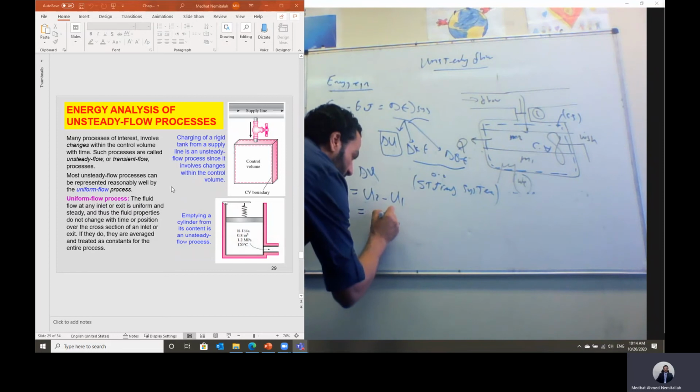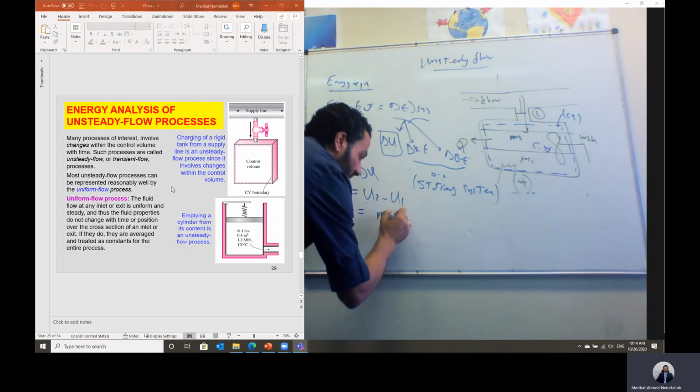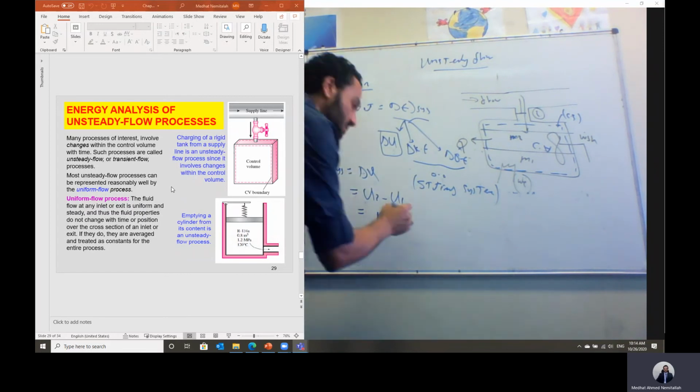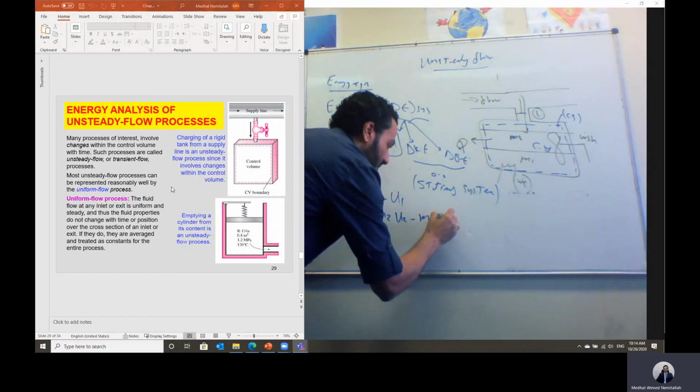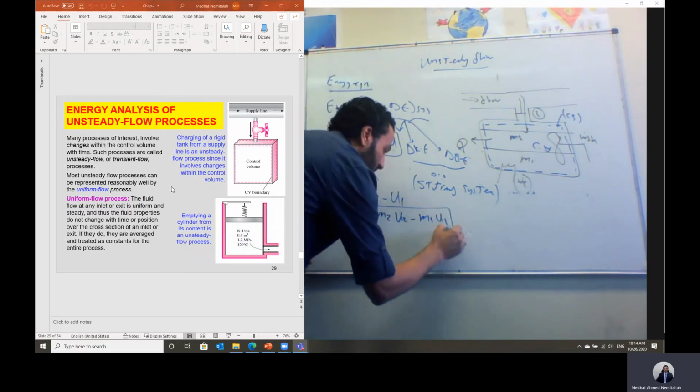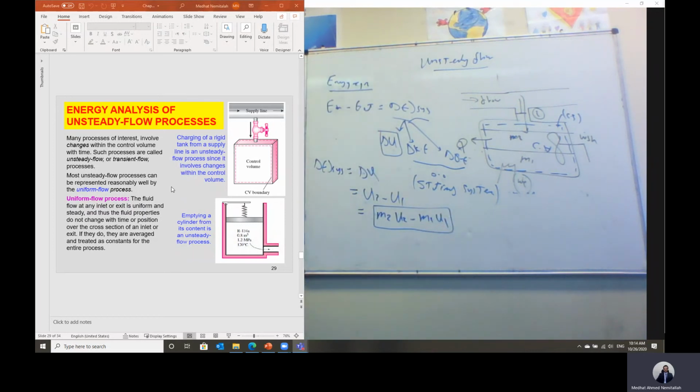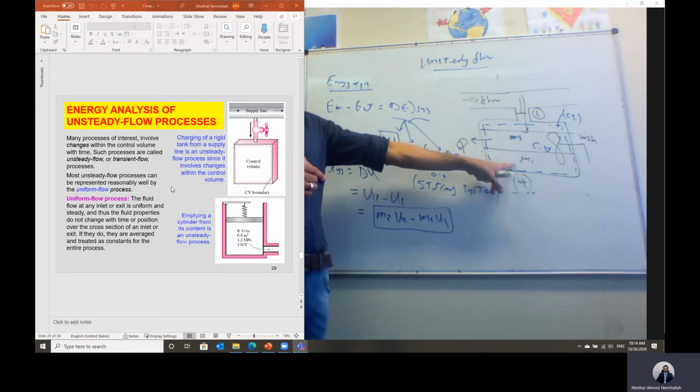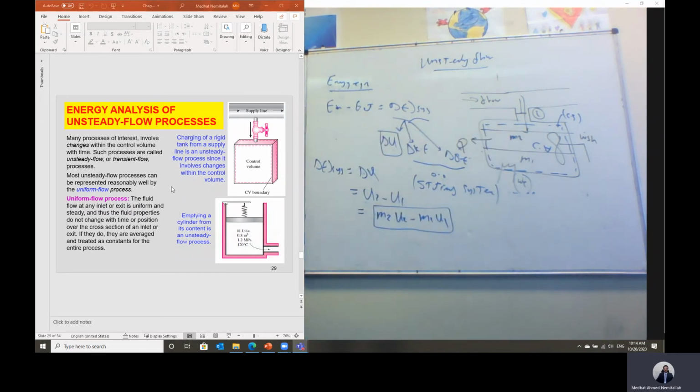It is equal to the specific mass M2 multiplied by the specific internal energy U2 minus M1 multiplied by specific internal energy U1. We cannot take the mass as common because the initial mass is not actually the same as the final mass, because the case is unsteady flow in this case.